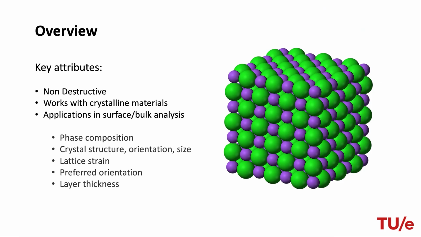XRD is a non-destructive experimental technique allowing characterizations to be done without distorting or destroying the sample. This is useful as it allows the same sample to be reused for other characterizations. It works to characterize materials that are crystalline in nature. It can be used in both surface and bulk analysis. XRD can be used to determine phase composition, crystal structure orientation and size, lattice strain, preferred orientation, layer thickness, and more.